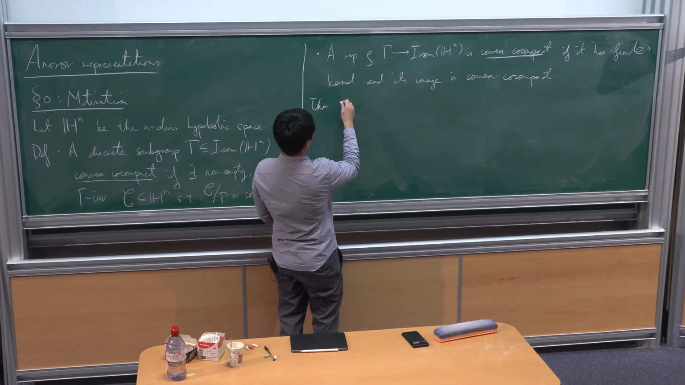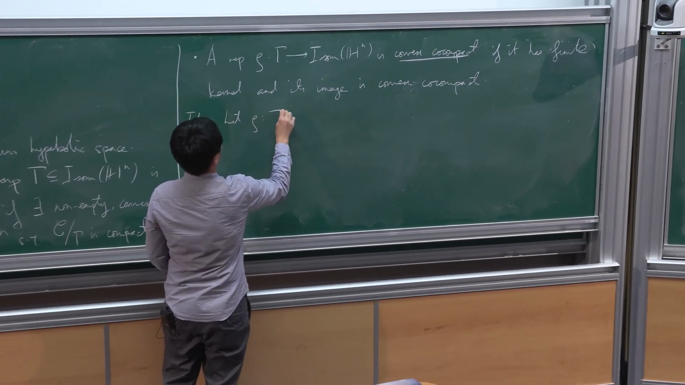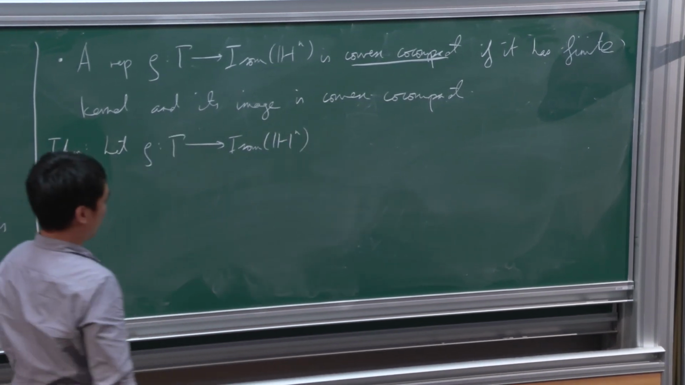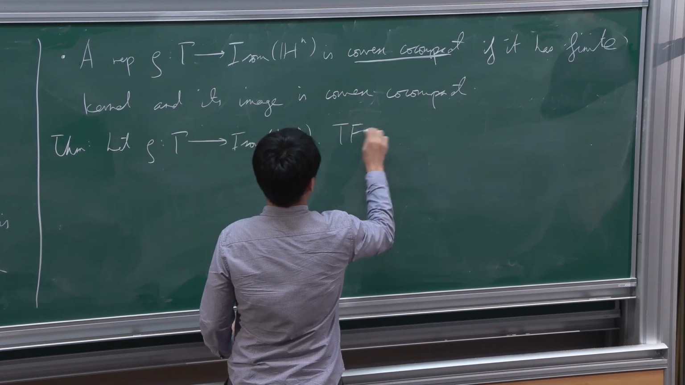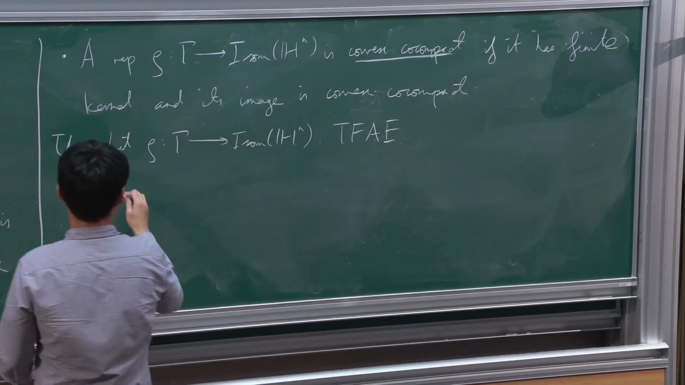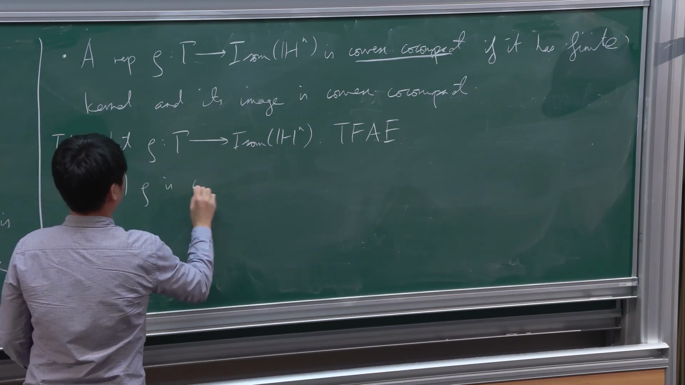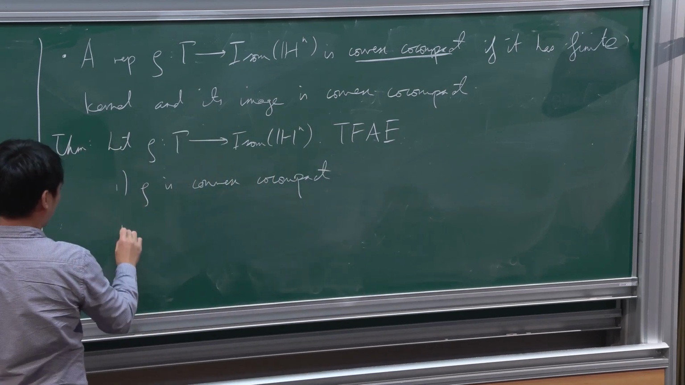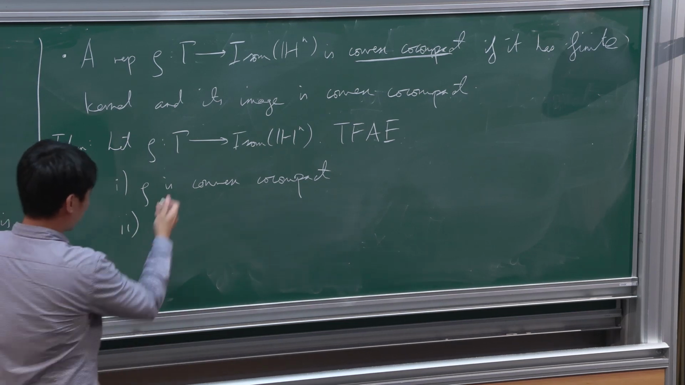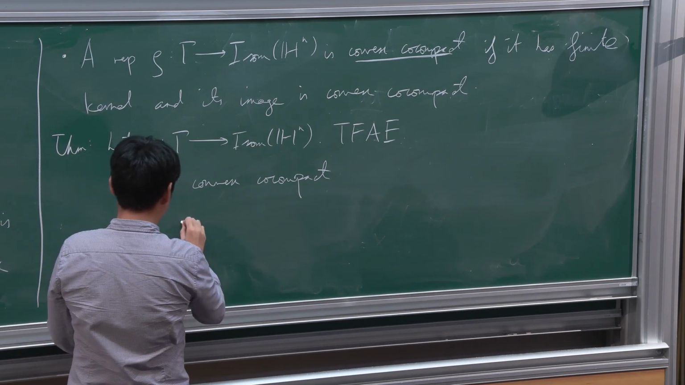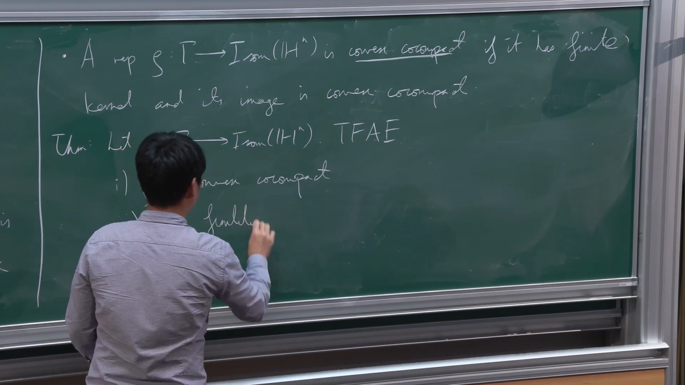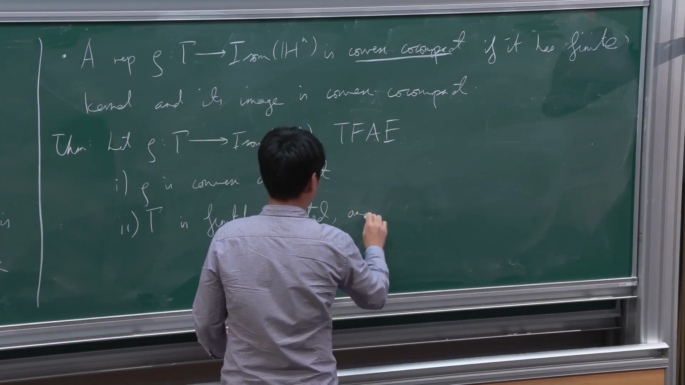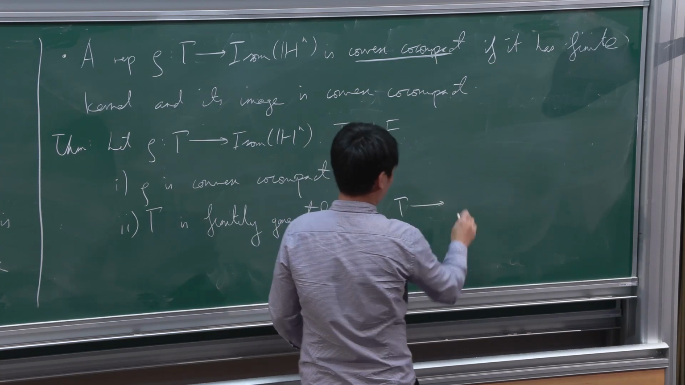Okay, so let me give you an example. So here's a theorem. Let rho from gamma to Isom(Hn) be a representation. Okay, then the following are equivalent. First, rho is convex co-compact. Second, the group gamma is finitely generated, and the orbit map from gamma to Hn.